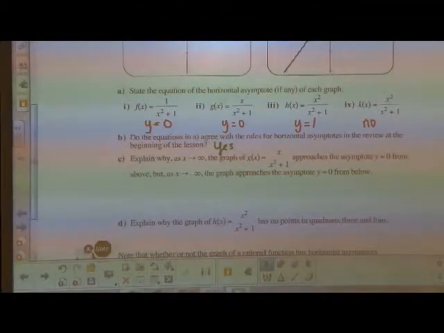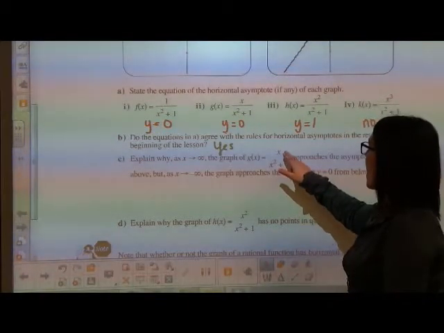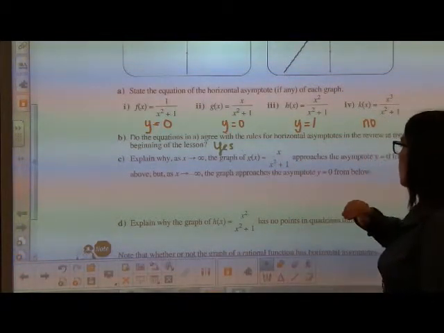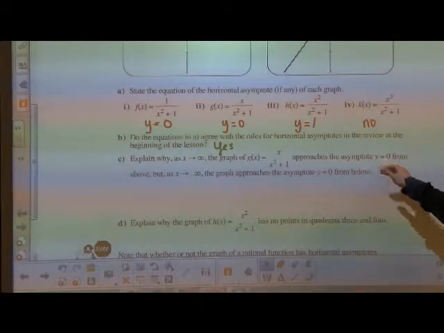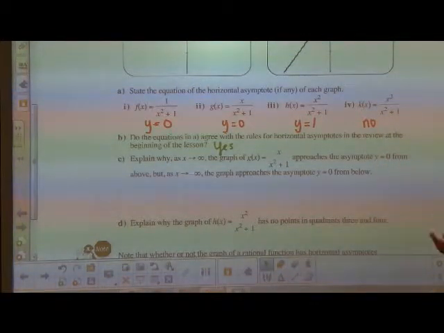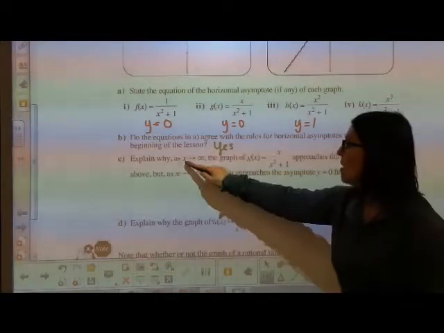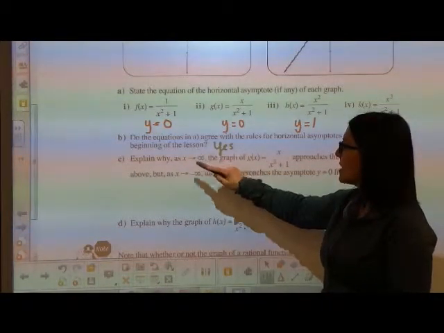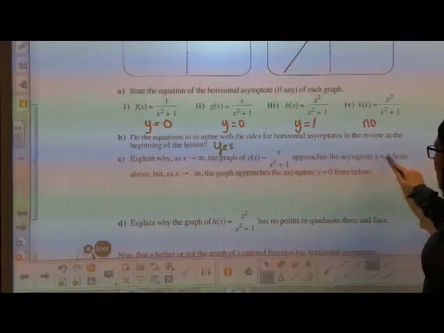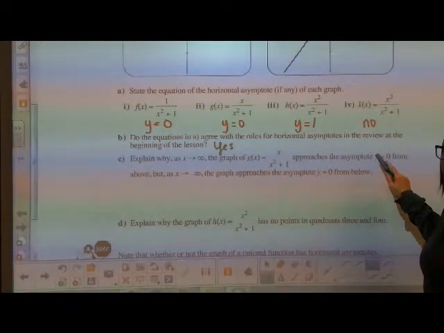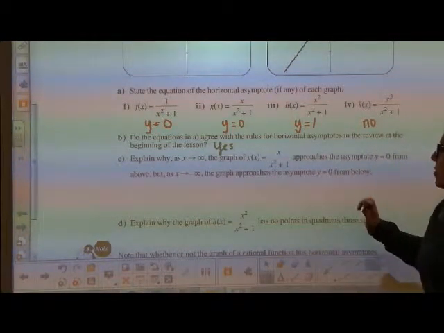So question C says, explain why as the value of x approaches positive infinity, the graph of x over x squared plus 1 approaches y equals 0 from above, but as it is negative, it approaches it from below. So let's start with this one. Why is it that as the value of x gets larger and larger, the graph is going to be a positive value getting close to 0?